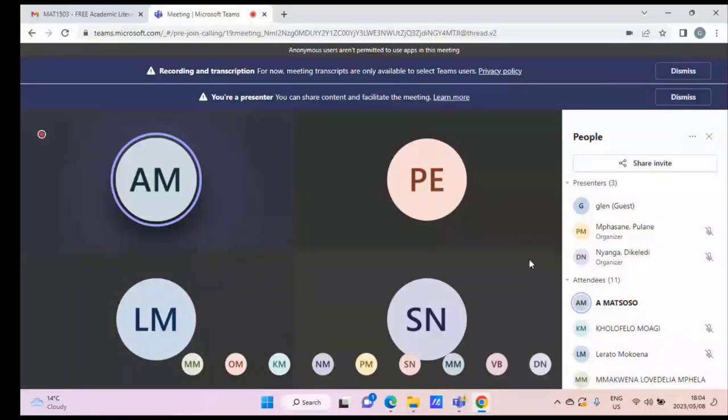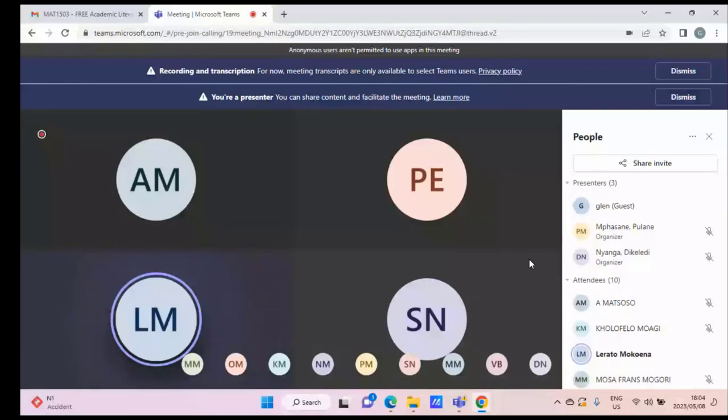Sibusiso, do you agree or disagree? I agree, sir. Okay, thank you. Then Lerato. I'm not sure still. Is it like the last row, row one? And the last row is 0, 0, 2A plus 8, B.